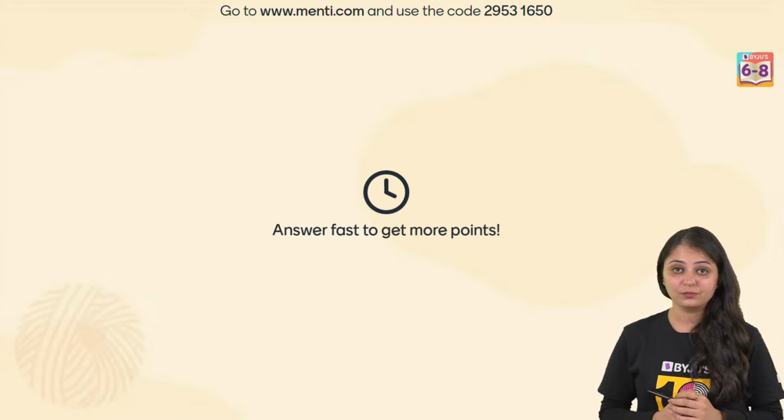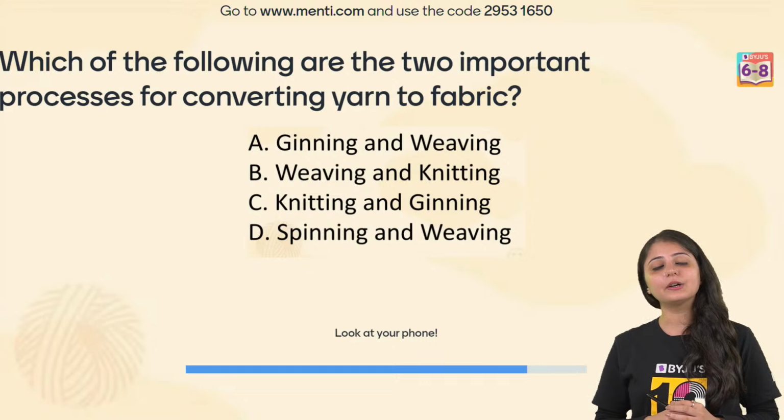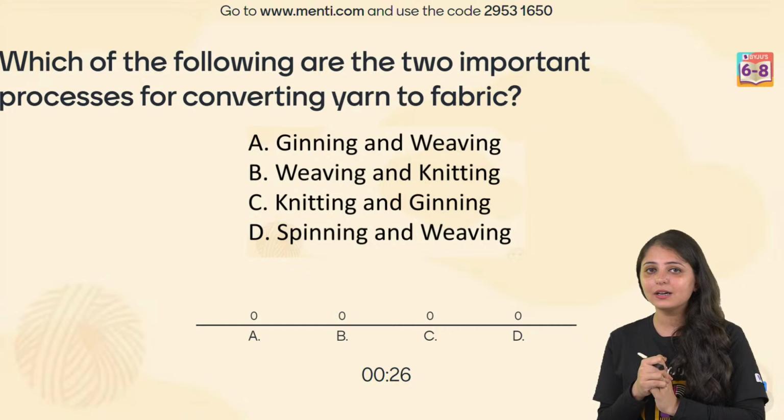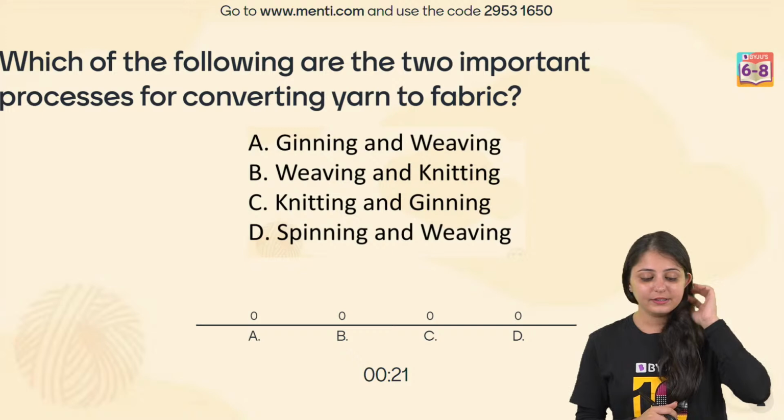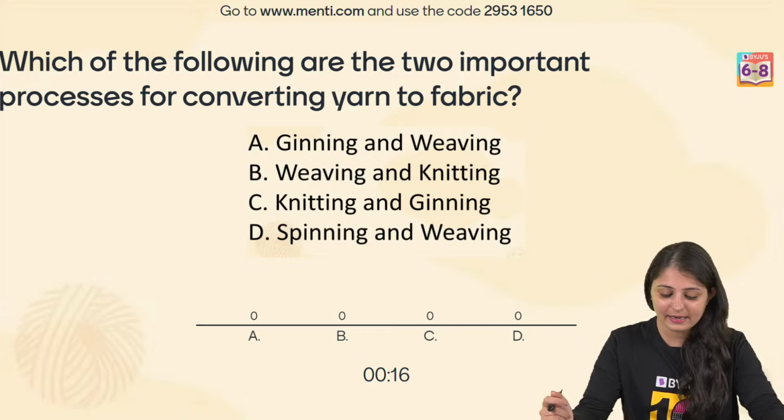Three questions left. Which of the following are the two important processes for converting yarn to fabric? So there's a process that takes you from fiber to yarn. There are processes that can take you from yarn to fabric. You have to identify yarn to fabric. Is it ginning and weaving, weaving and knitting, knitting and ginning, spinning and weaving? Quickly, mark the correct answer.